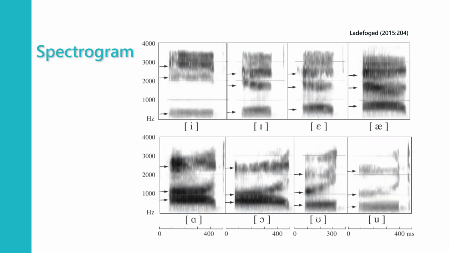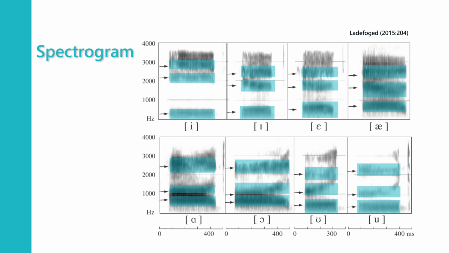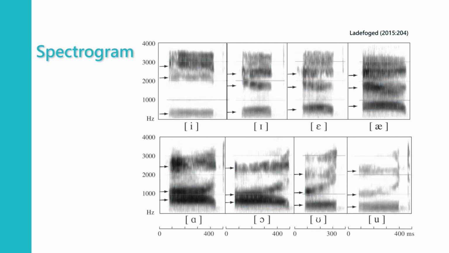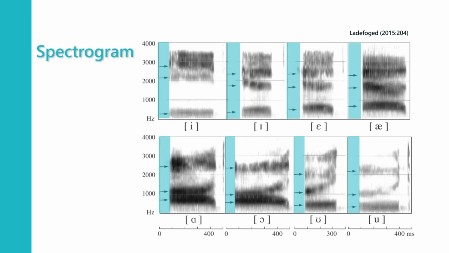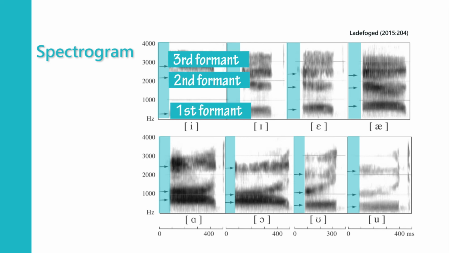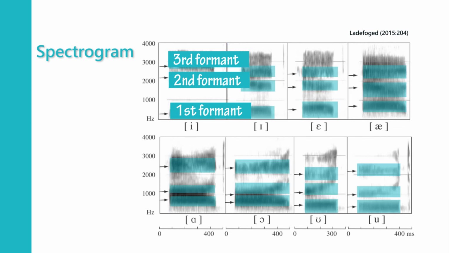You can also see that each formant may have a different degree of intensity and looks like a horizontal bar. For each vowel, you see three arrows from the bottom to the top, and in the same order, they are the first, second, and third formant frequencies. You can abstract each formant frequency as a bar.